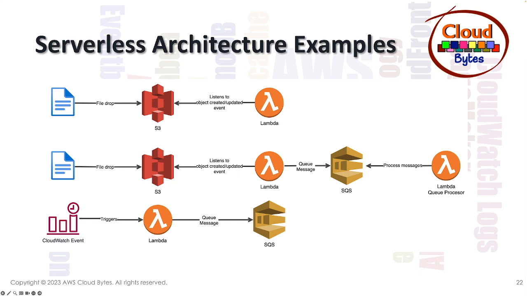Now, there may be questions around this SQS because SQS has a limit on the message size. In those cases, the Lambda can drop it into an S3 bucket and put the URL or the bucket path in the message itself, and the other Lambda can pick it up from there and process it. So it's kind of an overall event-driven flow over here.